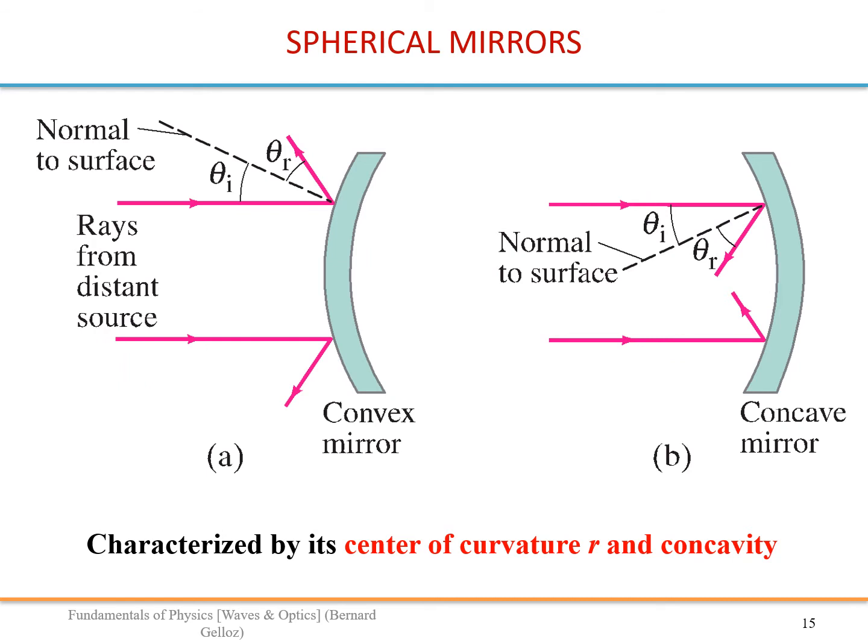Let's now introduce spherical mirrors. They are just spherical instead of being flat. They are characterized by their radius of curvature R and concavity. They are spherical, therefore they are made of a sphere, and therefore there is a curvature. All right. So this curvature R would be, let's say, in this case, this distance R from this point to the center here.